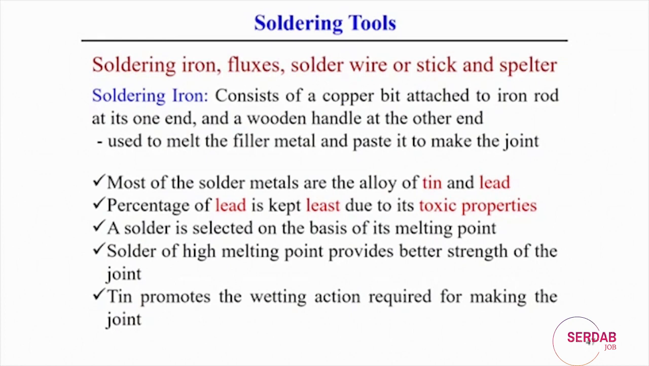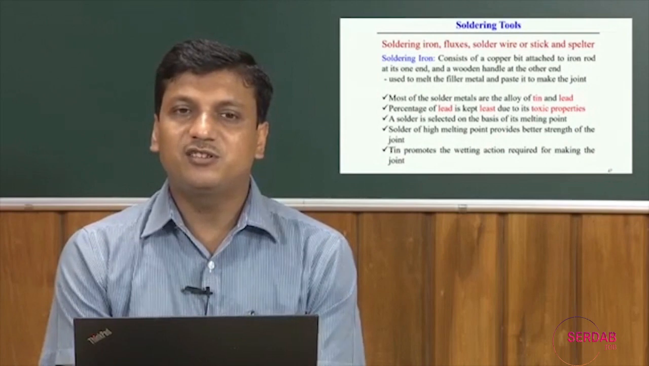We can see this soldering process very frequently in the connectivity of electrical circuit boards. Most solder metals are alloys of tin and lead. The percentage of lead is kept low because of its toxic properties, and nowadays other solder metals have been developed to avoid using components like lead. A solder is selected on the basis of its melting point, which is relatively low, typically less than 450 degrees centigrade.